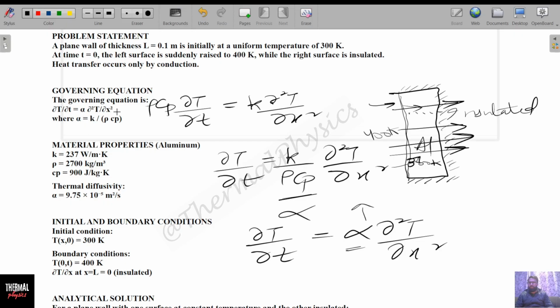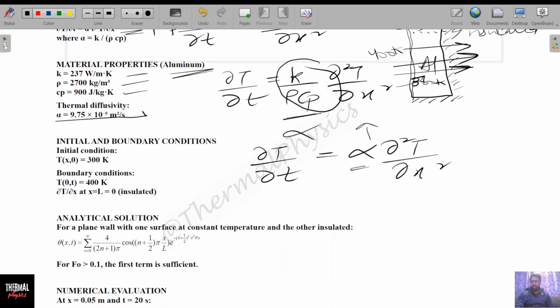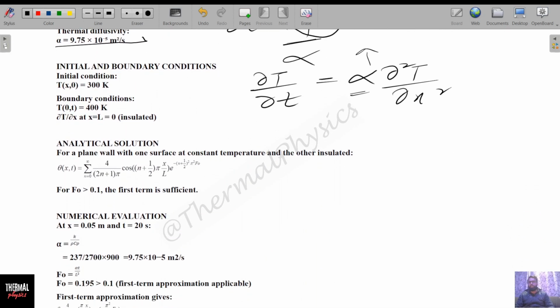What we have here is this equation and we have to solve it, and our material is aluminium, and these are the properties that we are going to take. Now thermal diffusivity is equal to, as we saw, K divided by rho Cp, and when we do K divided by rho Cp we get this alpha value. Now what are our boundary conditions here? We know one side is at 400 Kelvin. This is our boundary condition, and the initial condition is that the entire wall is initially at 300 Kelvin. This is our initial condition, and the other end is insulated. So we have our conditions here.